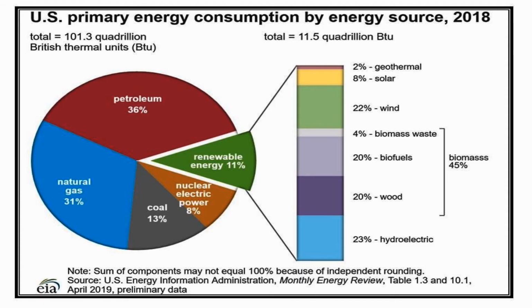This chart shows U.S. energy consumption by energy source in 2018. Things today in 2022 have not changed much. Petroleum provides 36% of our energy, natural gas 31%, coal 13%, nuclear electric power is 8%, and all of the renewables make up 11%.